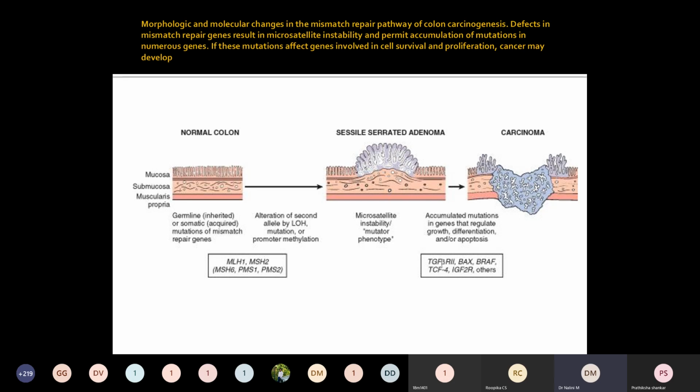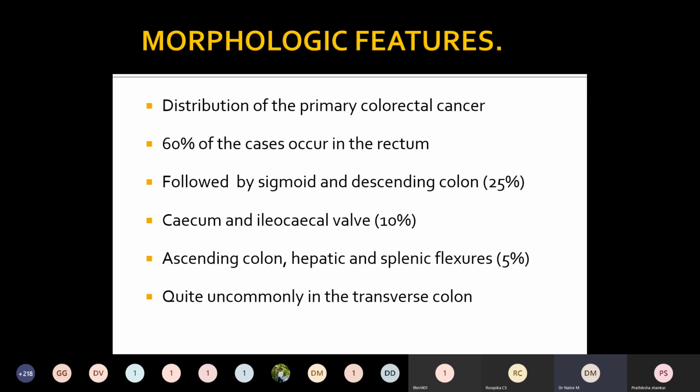So morphological changes are not seen in this mechanism until we reach the stage where all the mutations are accumulated, and then there's full-fledged carcinoma. So there is germline or somatic mutation, second hit, and then microsatellite instability, and there is accumulation of mutations, and by the time it is noticed, it is already in the invasive stage. These are the two important ones that you have to talk about in pathogenesis.